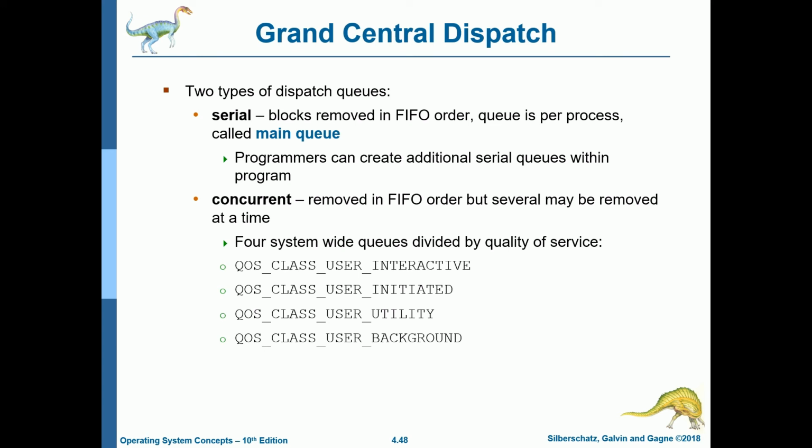The tasks placed on the serial queue are removed in first in, first out order. Once a task has been removed from the queue, it must complete execution before another task is removed. Each process has its own serial queue, known as its main queue, and developers can create additional serial queues that are local to a particular process. Tasks that are placed on the concurrent queue are also removed in first in, first out order, but several tasks may be removed at a time, thus allowing multiple tasks to be executed in parallel.